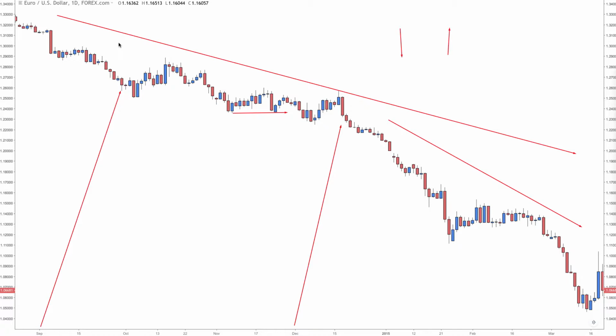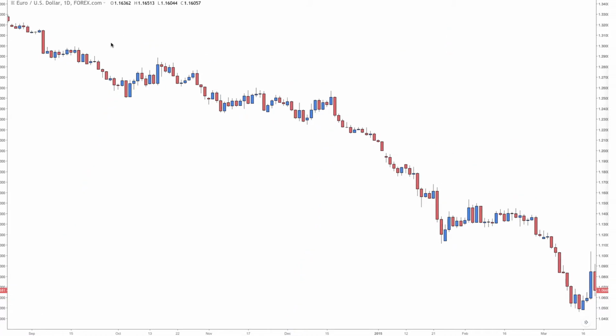So if a country just enters into something like a recession, two negative quarters of GDP growth, then they say that the average recession can last for a year or two. So you know that you can be short on that currency for at least a year.